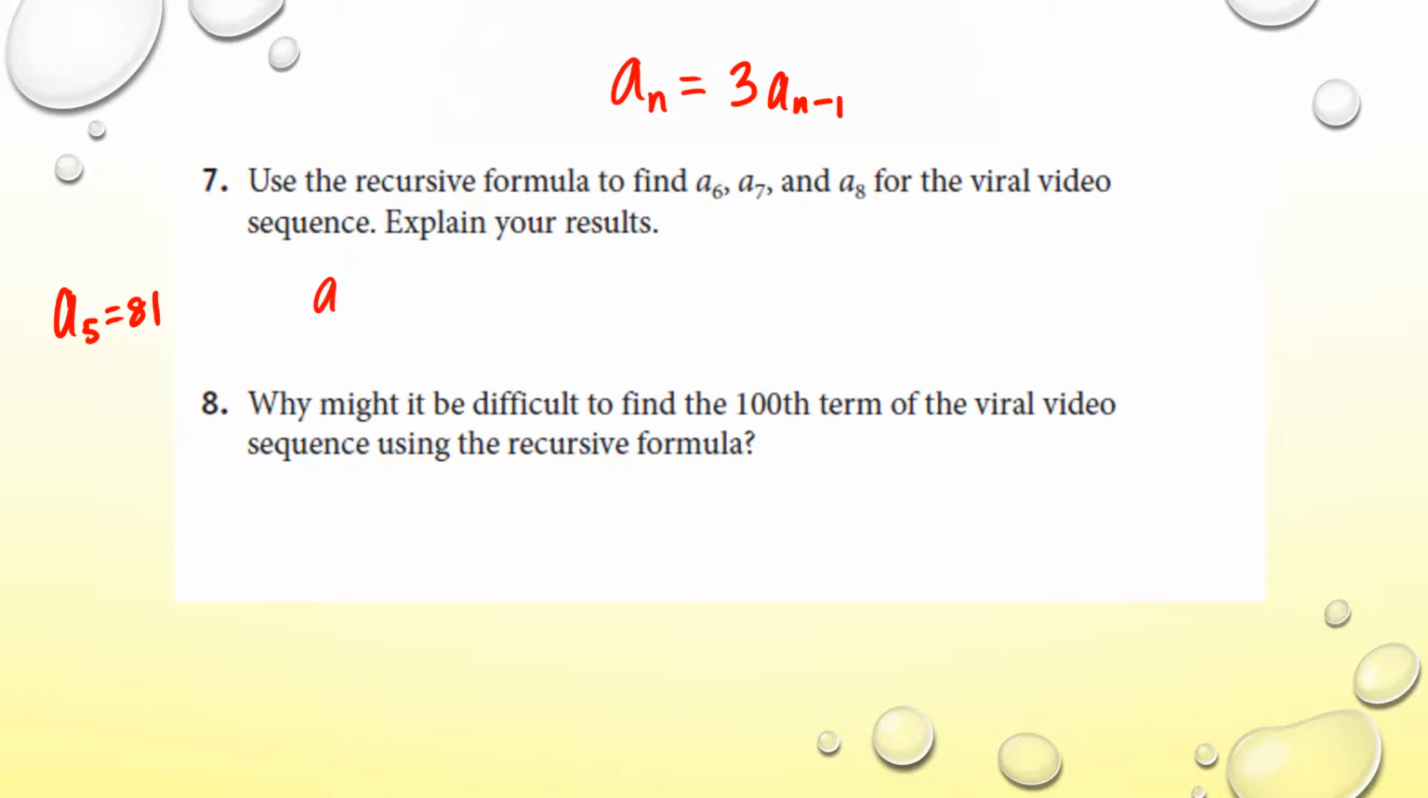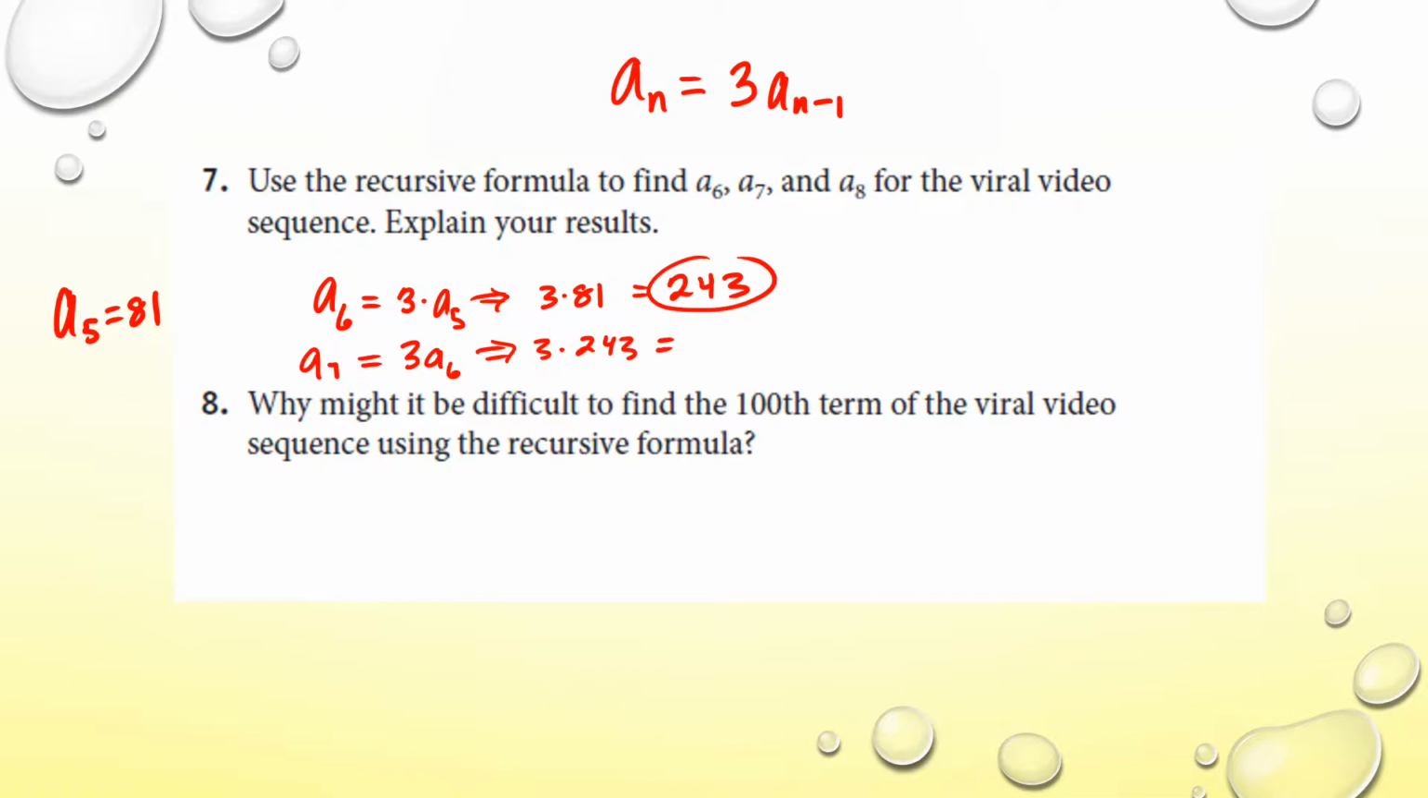So a sub 6 would be 3 times a sub 5, or 3 times 81. So let's see, 243, I think, would be what we get there. So that would be 243. And then a sub 7 would be 3 times a sub 6, or 3 times 243, which would give us, getting bigger, 729.